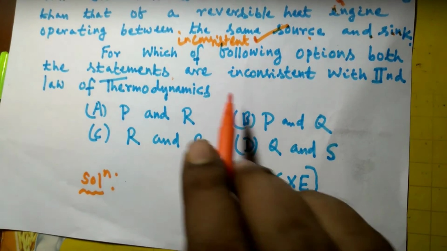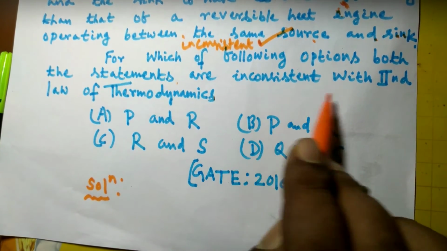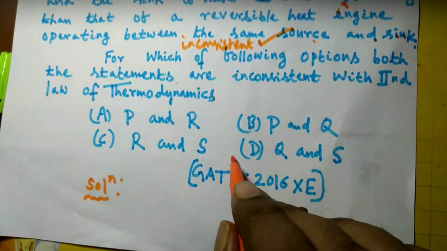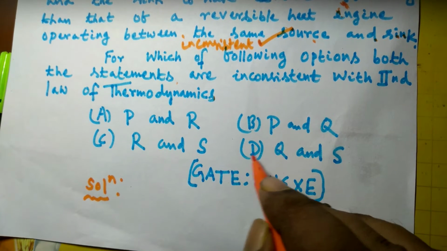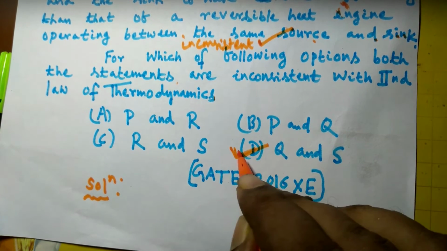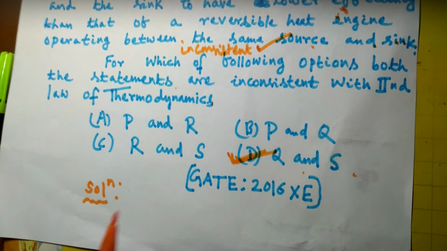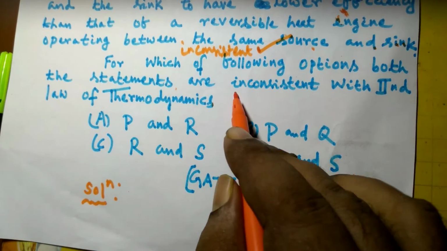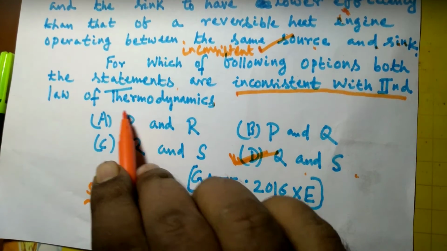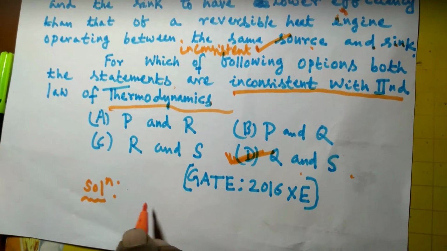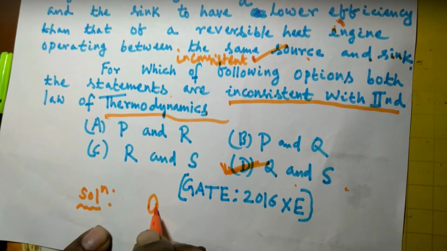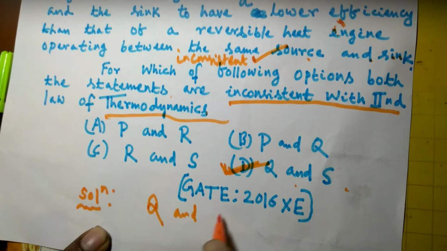So we have to find out which statements are inconsistent. Obviously our answer will be option D. Q and S statements are inconsistent. These two statements are inconsistent with the second law of thermodynamics. So Q and S.